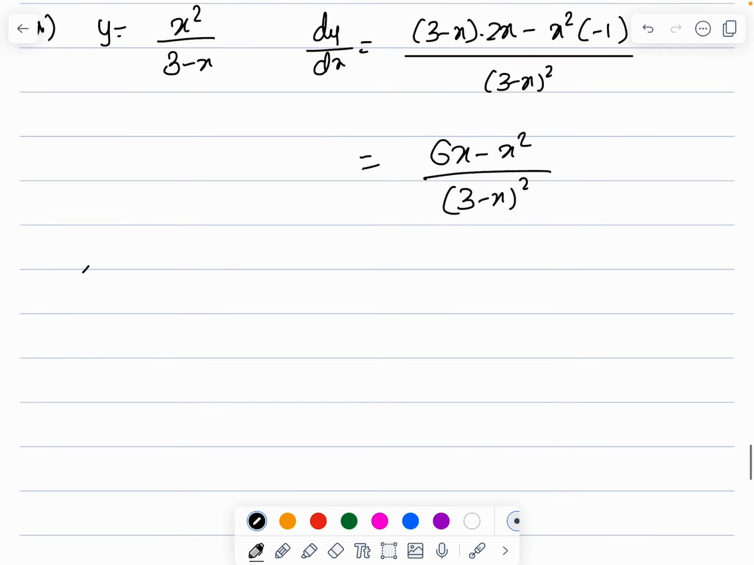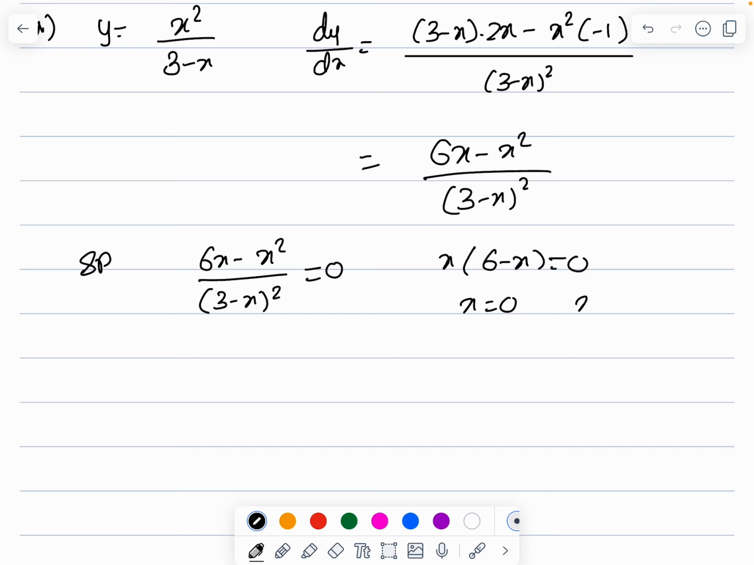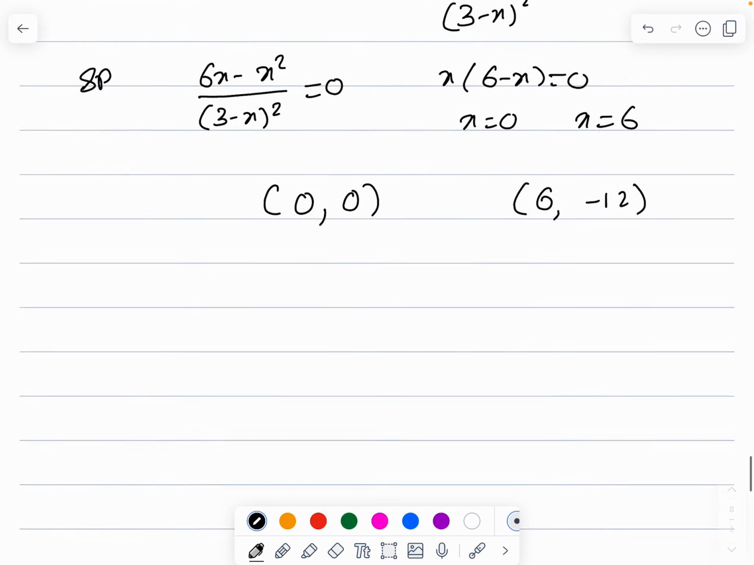At a stationary point, the first derivative should be equal to 0. (3 minus x) whole square is not zero, so only x times (6 minus x) equals 0. So either x equals 0 or x equals 6. Plug in that one. When you substitute x equals 0, you get y equals 0. When you plug in x equals 6, you should get negative 12. These are the stationary points.